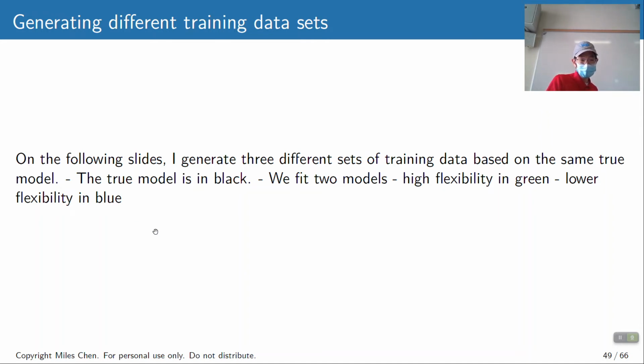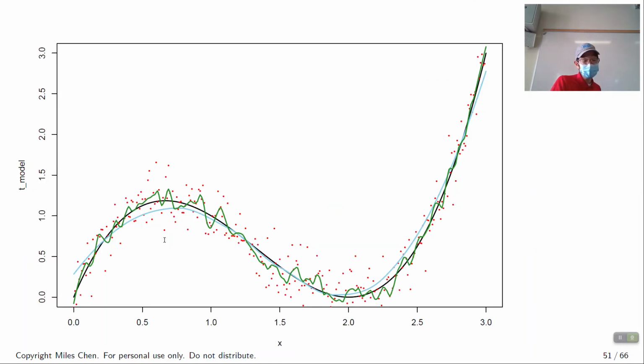This bullet points didn't work out, but basically here's just a few examples. The true model is going to be shown in black. I'm going to fit a highly flexible model in green, less flexible model in blue.